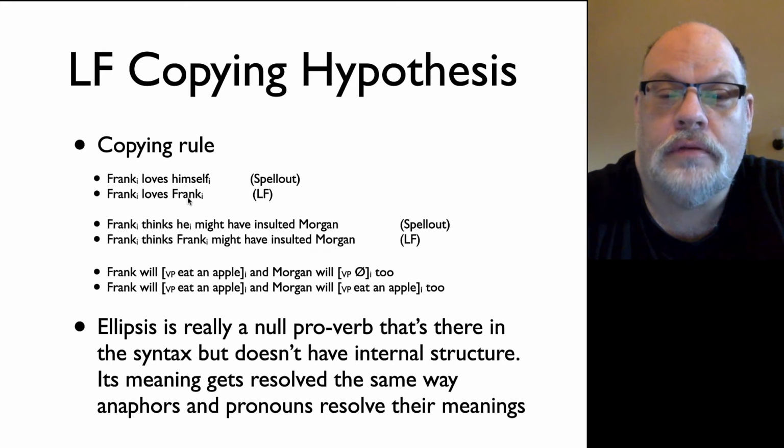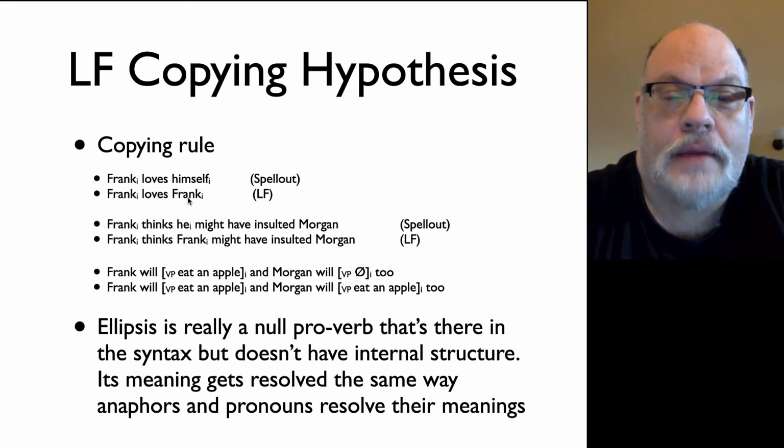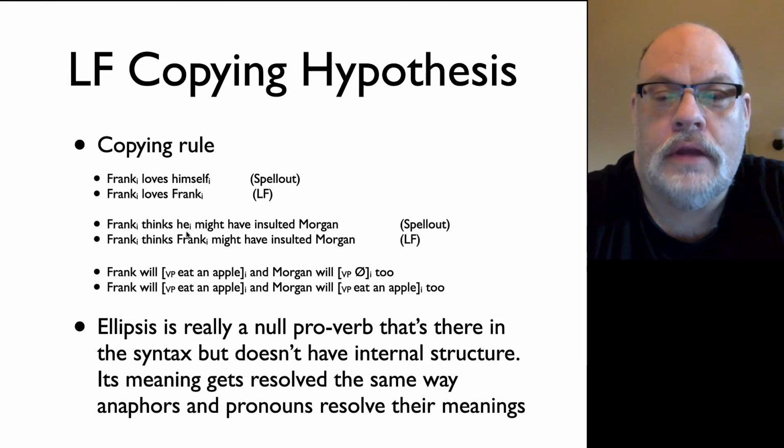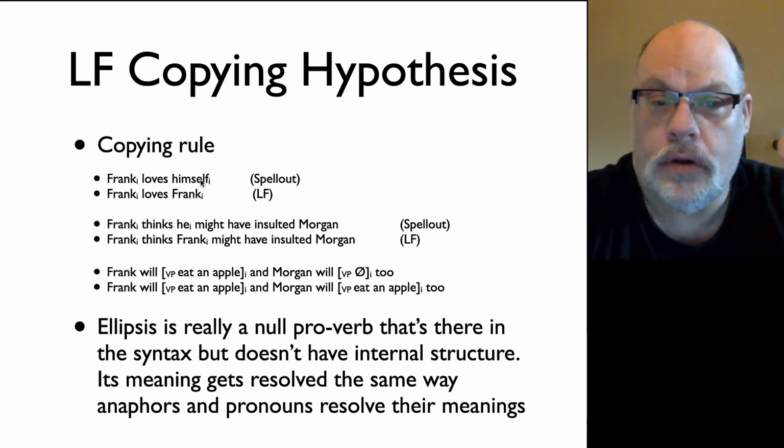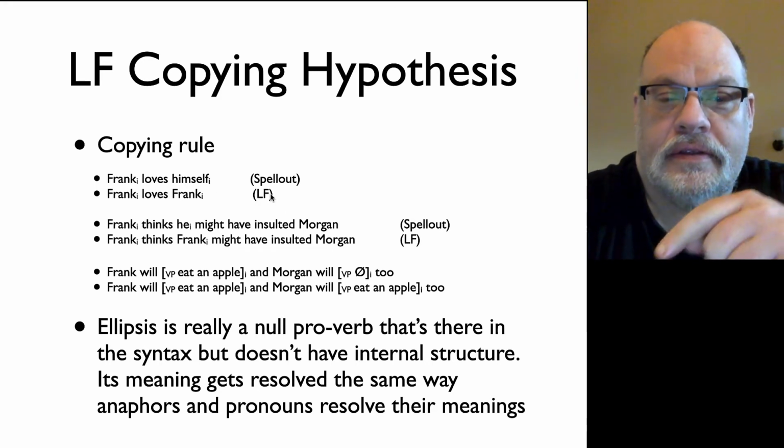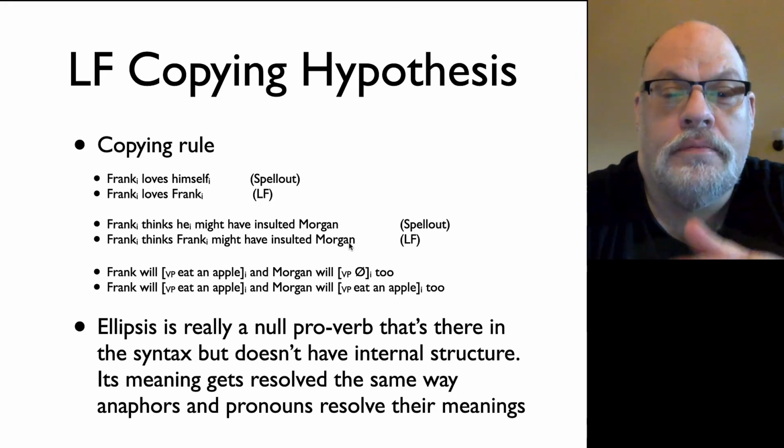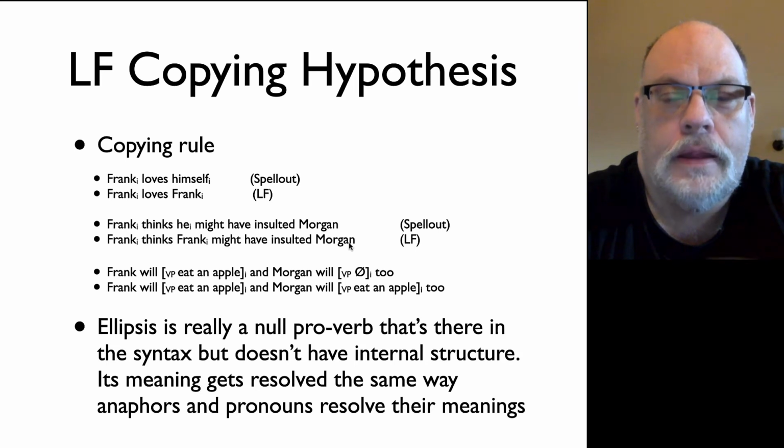So there's a copying rule. This happens both with anaphors and with pronouns. So, Frank thinks he might have insulted Morgan. In the interpretation where these are co-indexed, you copy Frank in and replace the pronoun at LF. The first sentence in each pair is the spell out, what you hear. The second sentence in each pair is the LF, or the meaningful representation.